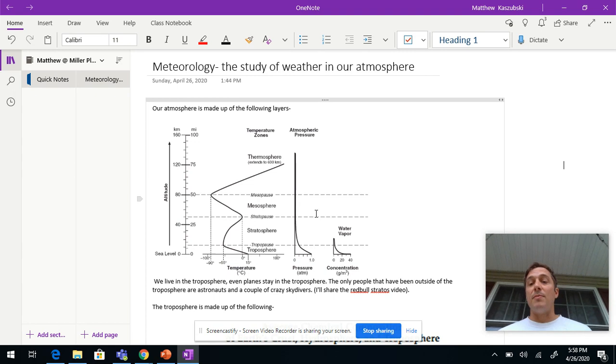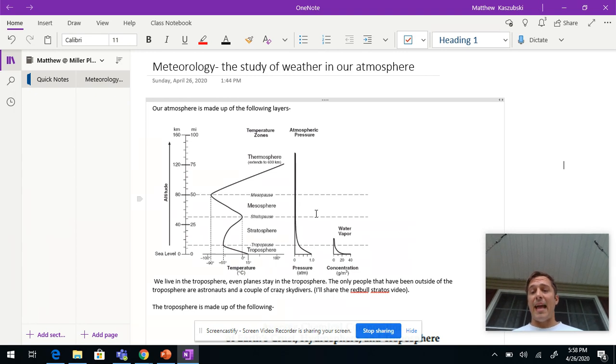But we're going to get into meteorology. Meteorology is the study of weather, the study of our atmosphere, and we live in a certain layer of the atmosphere called the troposphere.